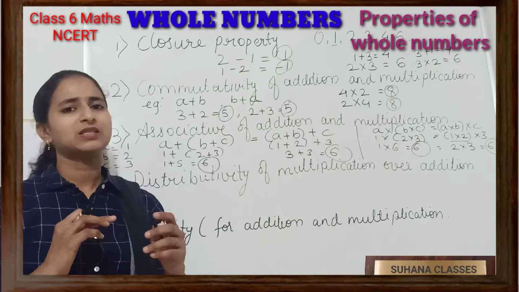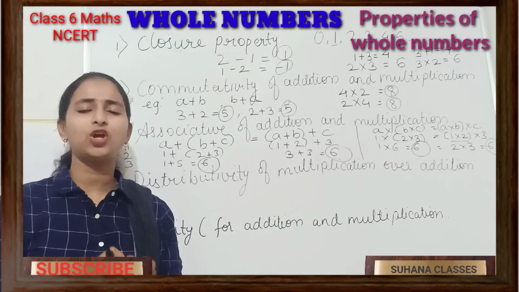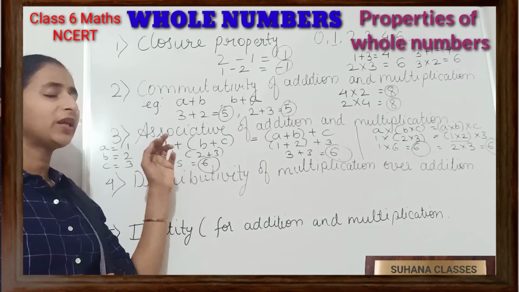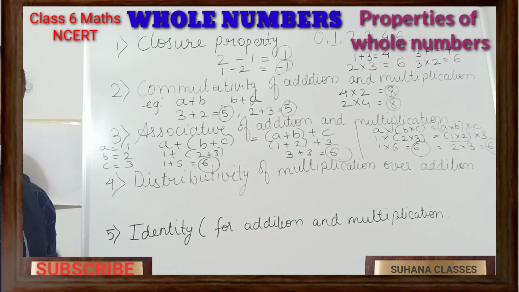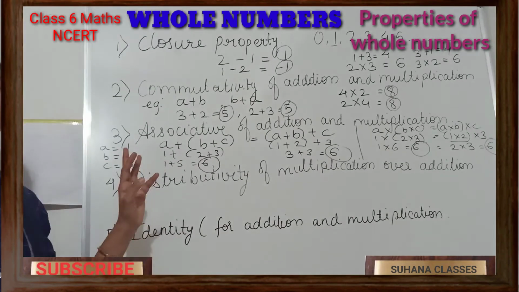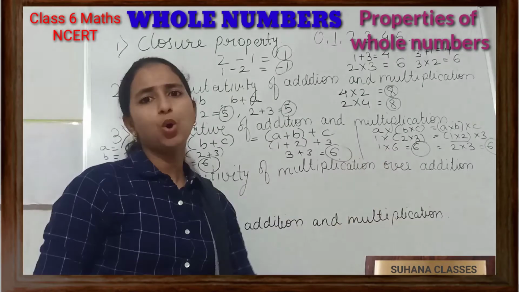That means subtraction does not follow the property of whole numbers. Which property is that? Associative property. Now students, let's move to the next property, that is distributivity of multiplication over addition.